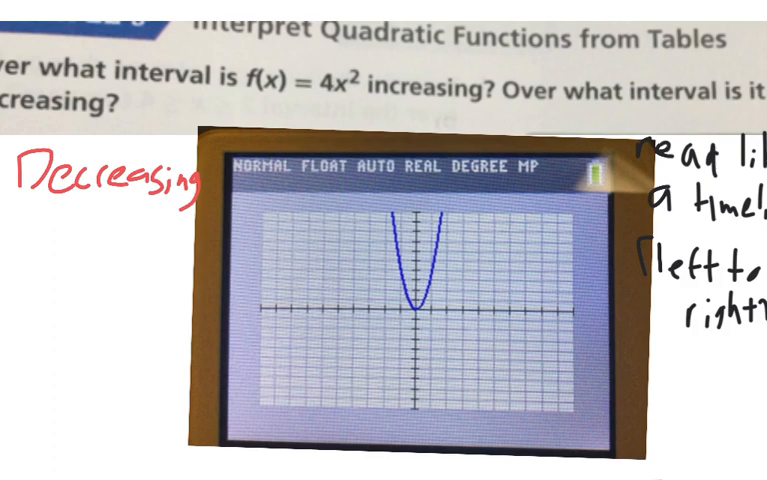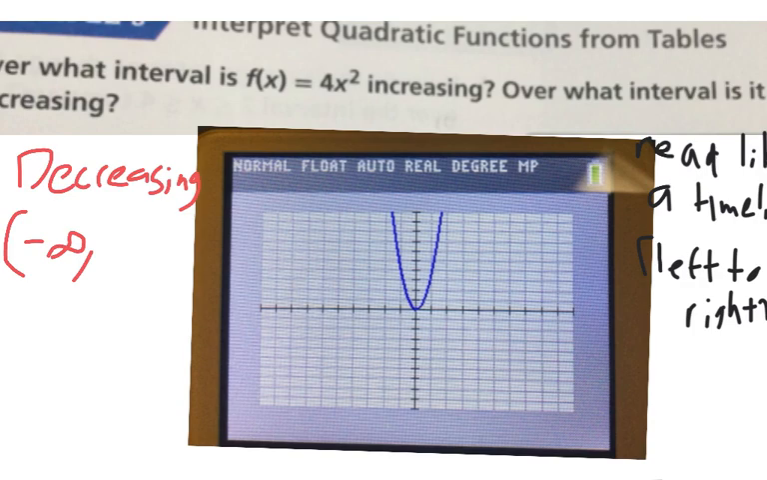Do you understand why this is decreasing? Yes, from left to right, it's going down. So when did the graph start decreasing? How far left could I get? Forever. Let's go biblical. In the beginning, wherever that's at, I can't get there. It's negative infinity. No matter how far left I go, coming left to right, the graph's going down. So this starts decreasing at negative infinity.